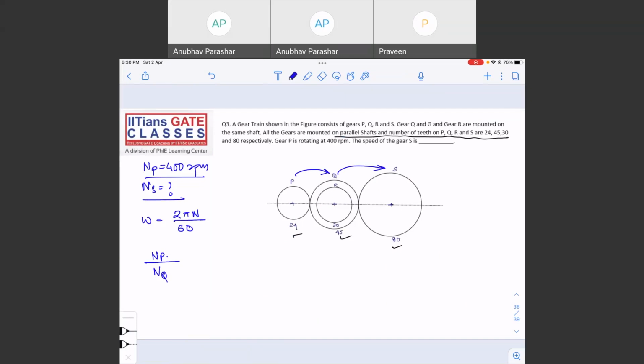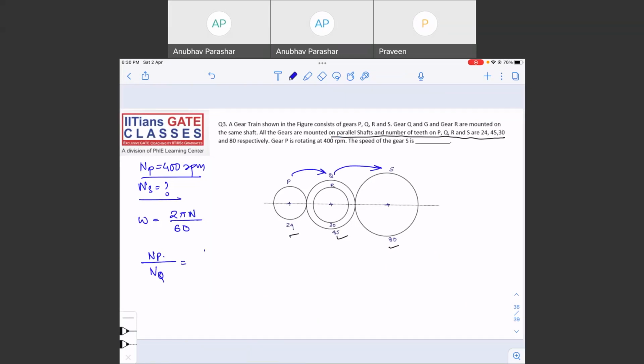So NP by NQ can be written as, in terms of teeth, if you want to write in terms of teeth, it will become TQ by TP. Okay, let me say this is equation number 1.